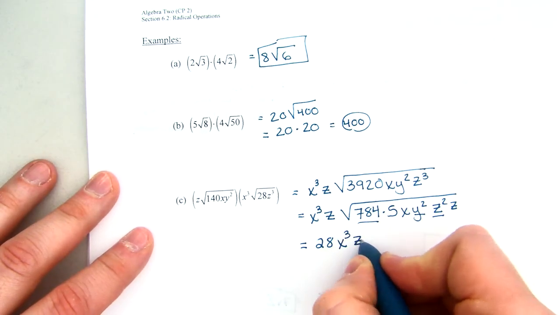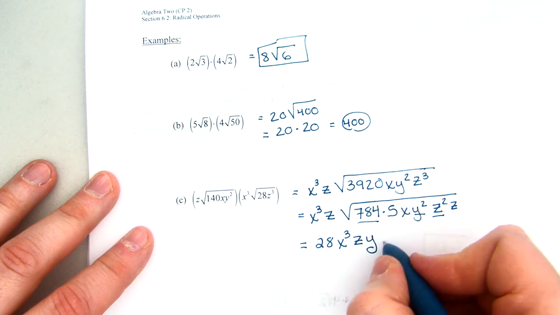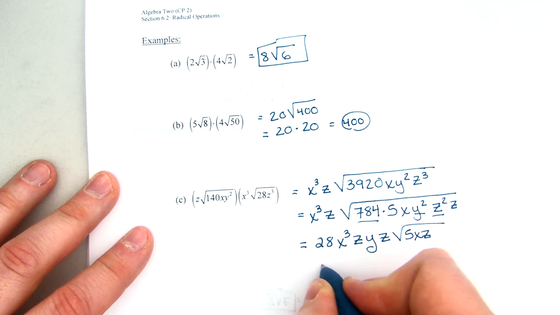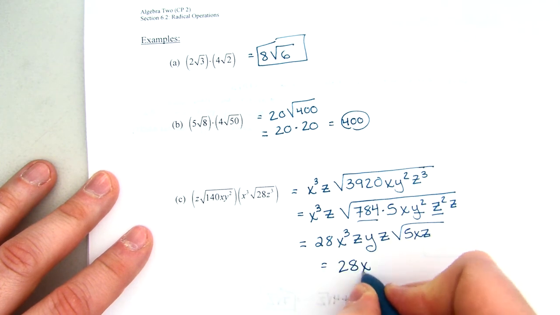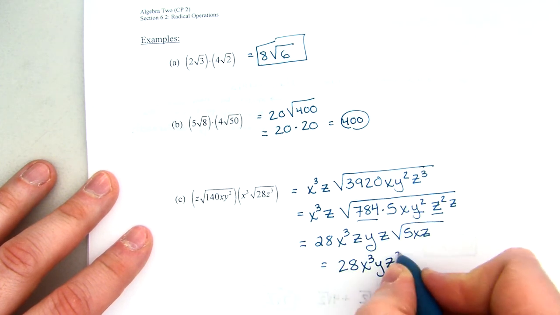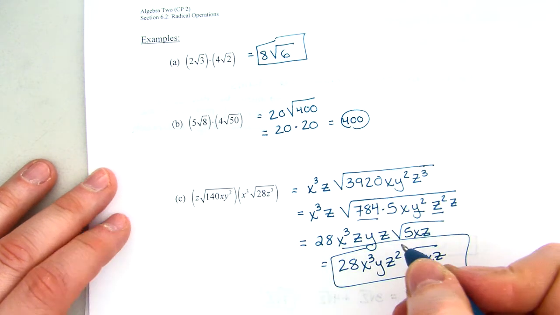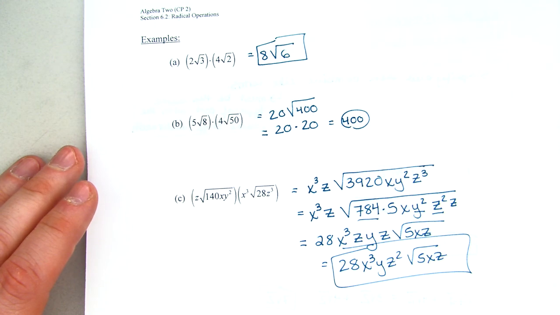X to the third z. I'm also going to move out of y. I'm going to move out of z. Inside my root, I have a 5xz. So I think 28 x to the third y z squared, square root of 5xz, I think. Questions or issues?